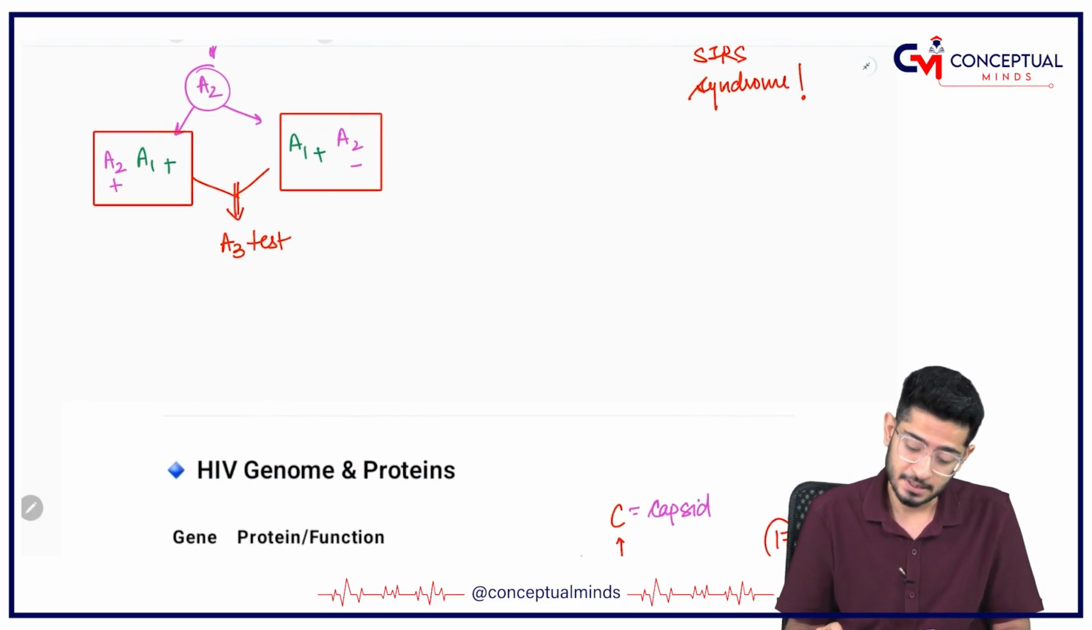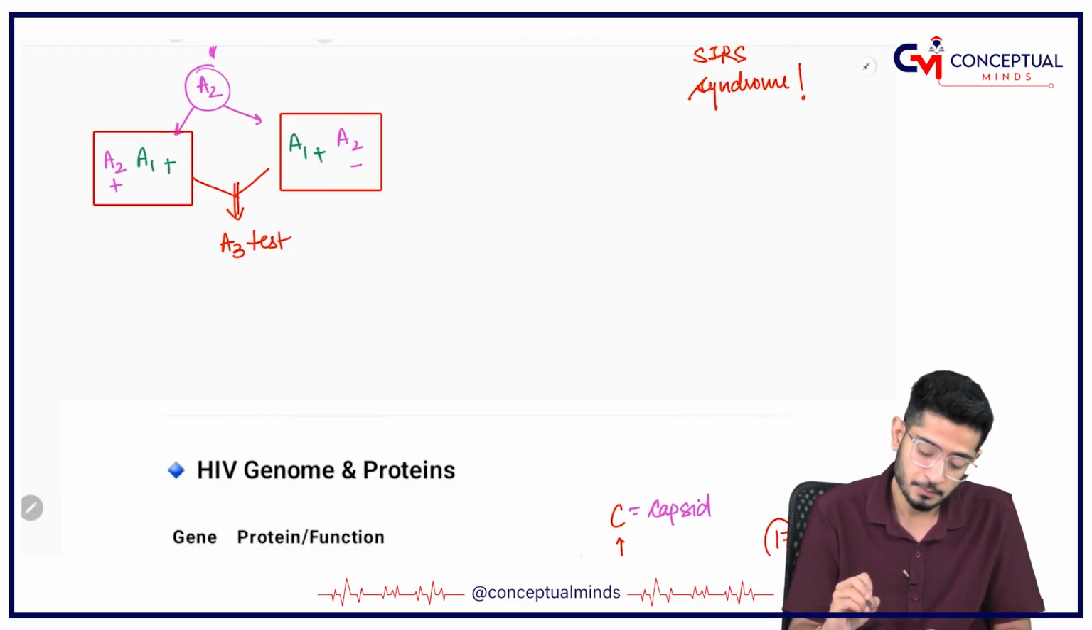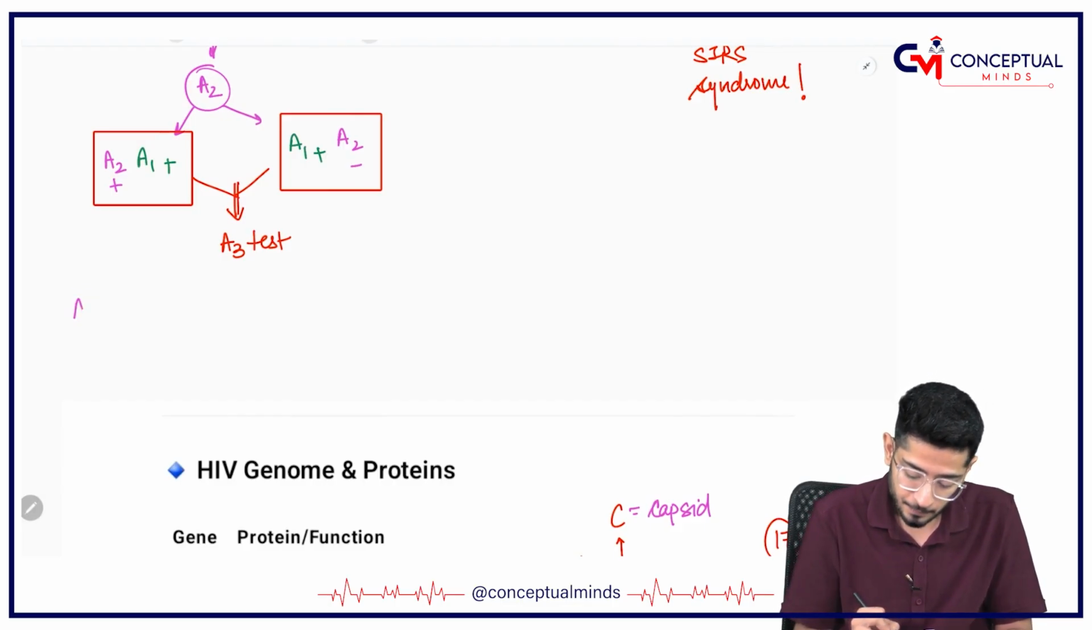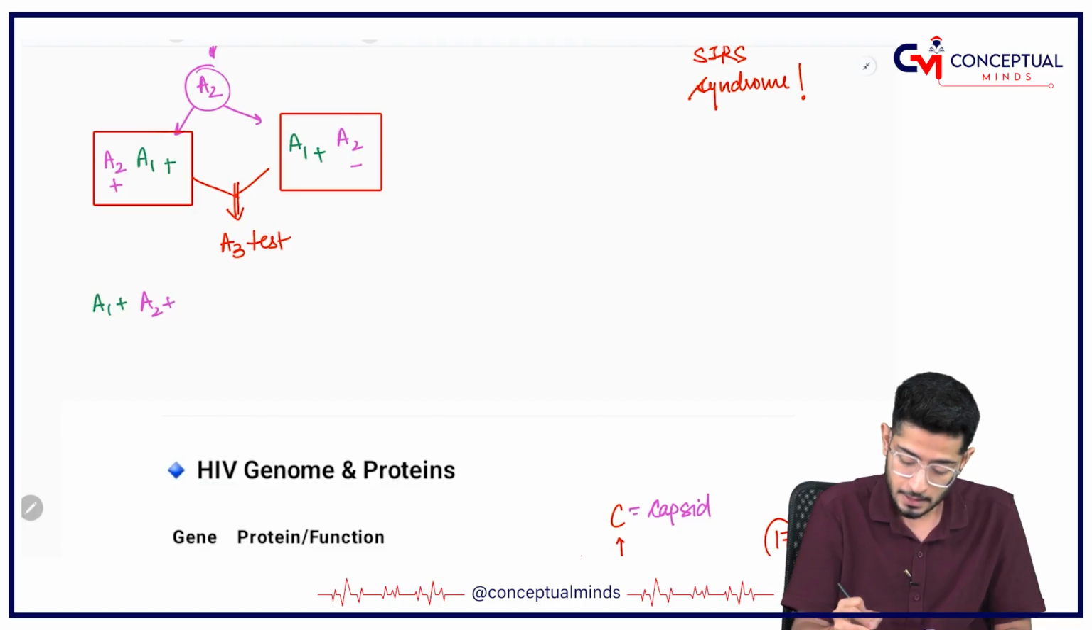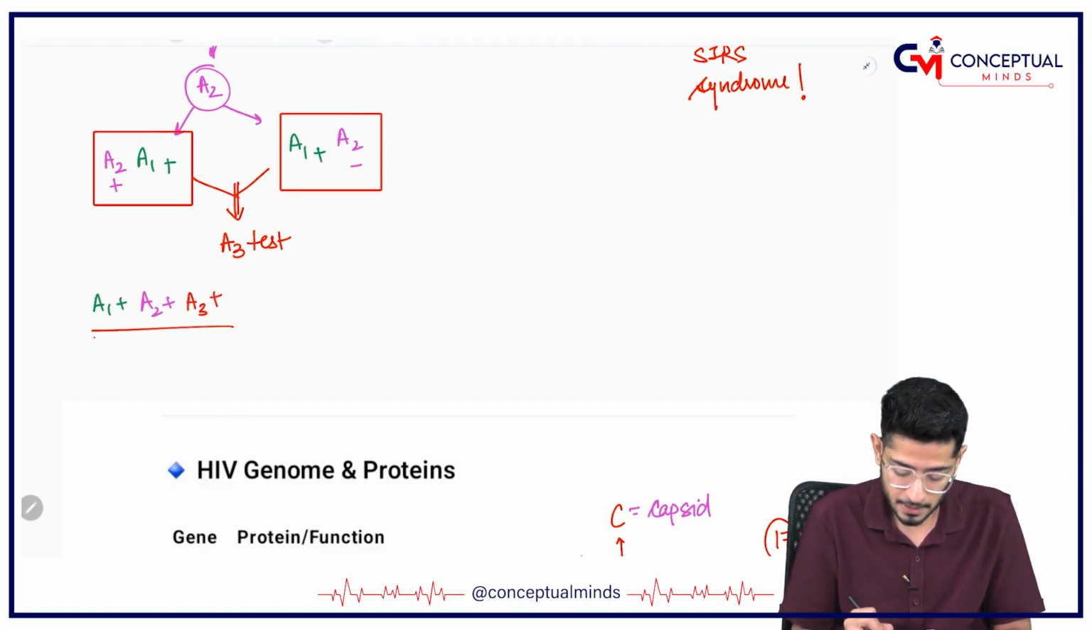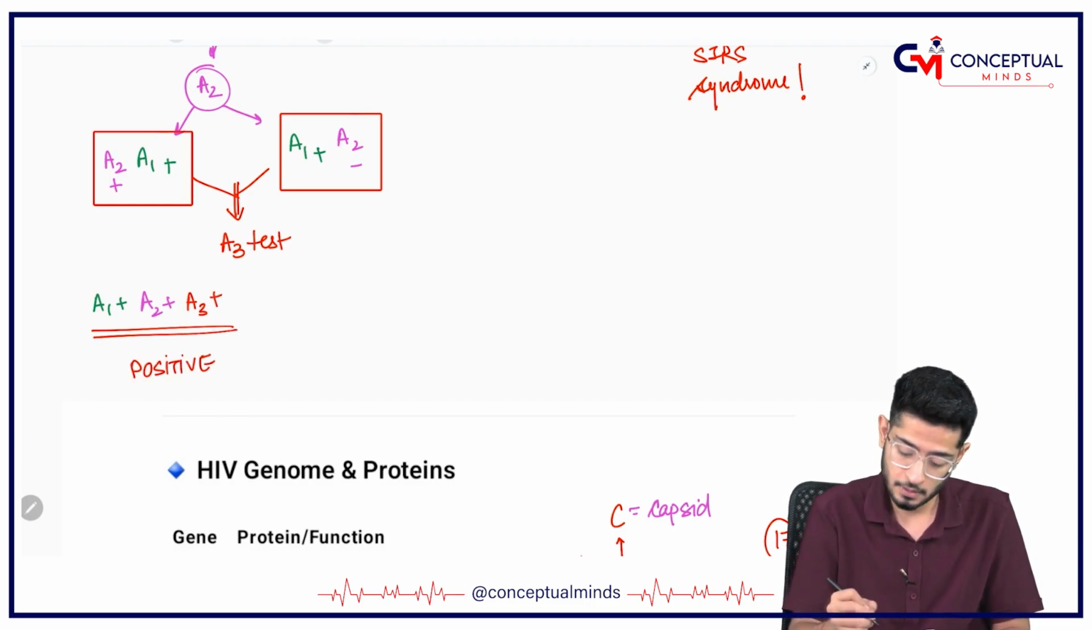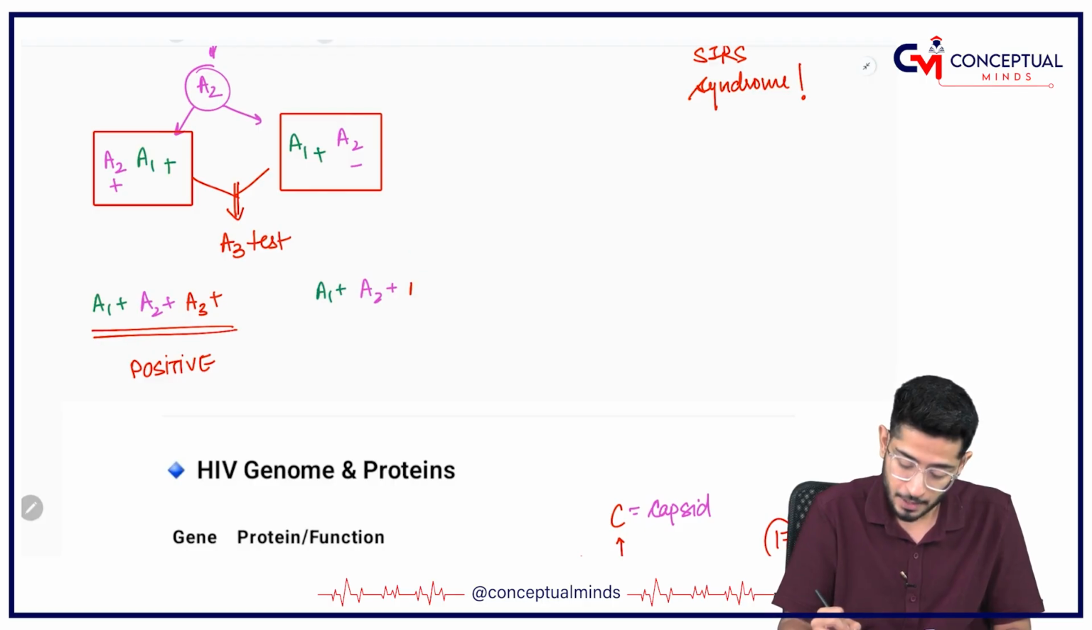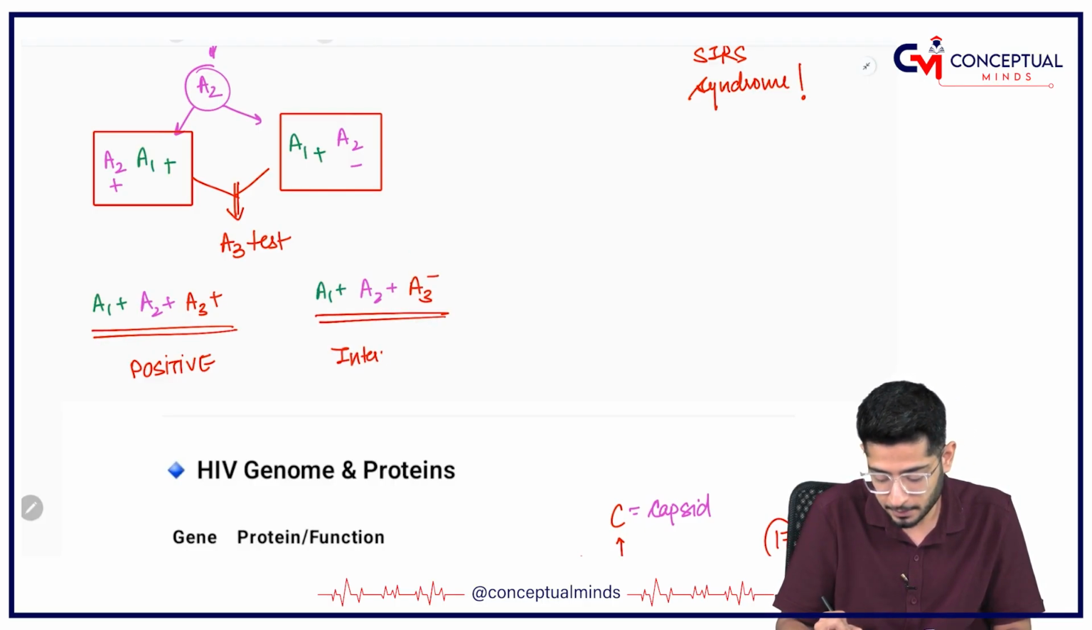So in this A3 test, what can happen now? The possibilities are: A1 positive, A2 positive, A3 positive. That means all 3 positive, and the patient is labeled as HIV positive. But if the patient is A1 positive, A2 positive, but A3 negative, it is considered intermittent.